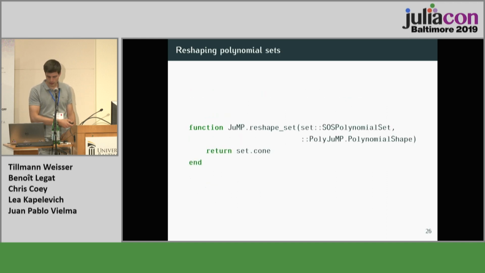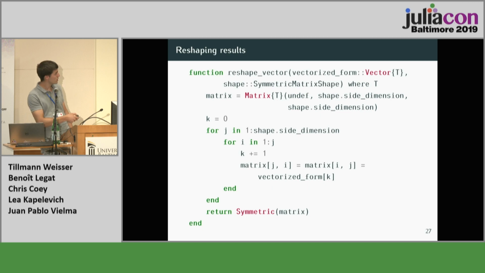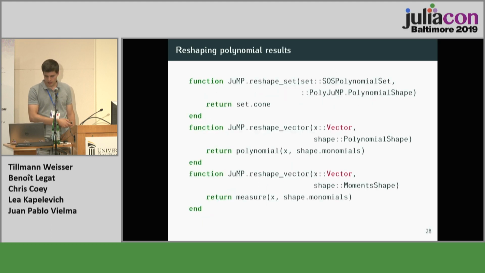And for the polynomial shape, we had to create this MY set, and if we want to get back the sets used by the user, the PSD cone, it is stored in here. So that's what we do. To reshape the vector of the upper triangular part into the matrix, we create a matrix, we fill it, and then we return a symmetric matrix. And in the polynomial case, if you have the vector of coefficients of the polynomial, you can get the polynomial back using this function. So you give the coefficients in the monomials.